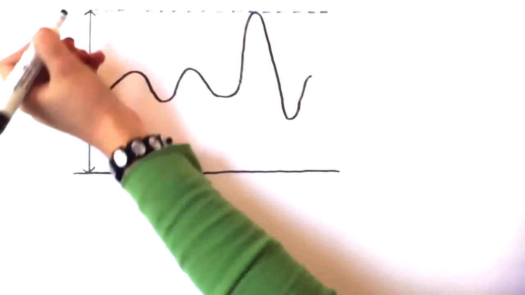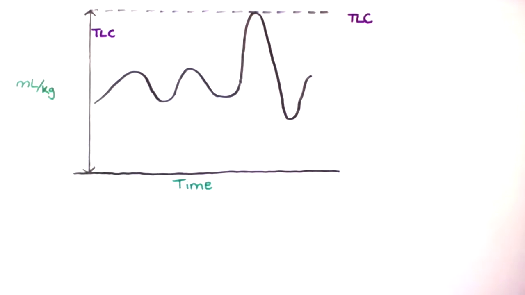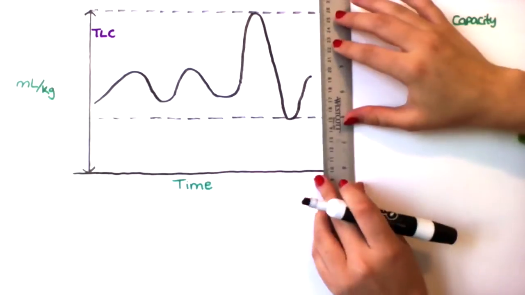The first thing that we're going to take a look at is called the TLC, or the total lung capacity. Total lung capacity is the amount of gas in the lungs after a maximal inspiration. So if you take a deep breath in and hold it, the volume of gas in your lungs is the total lung capacity. Normally, it's 6 liters for adult males and 4.2 liters for adult females.